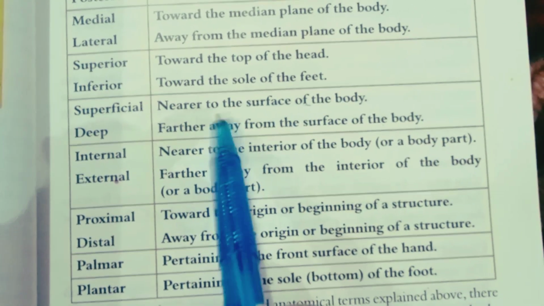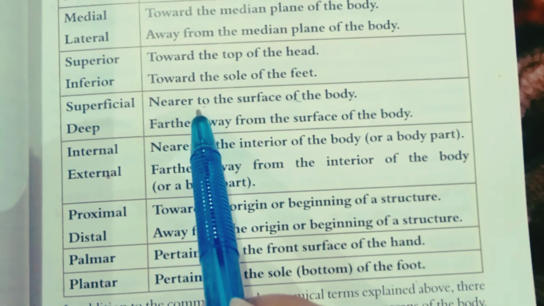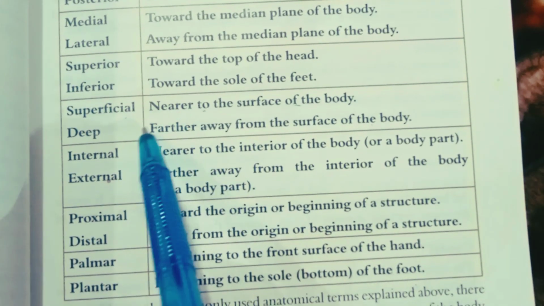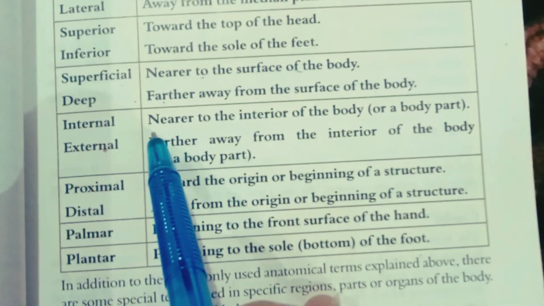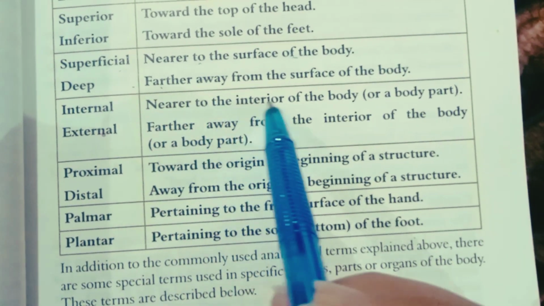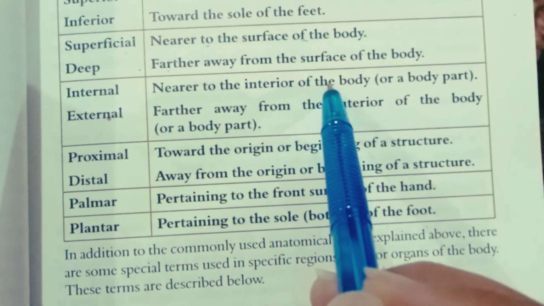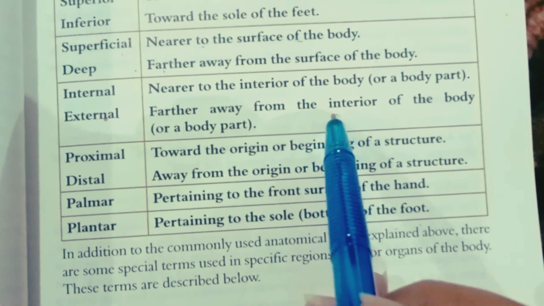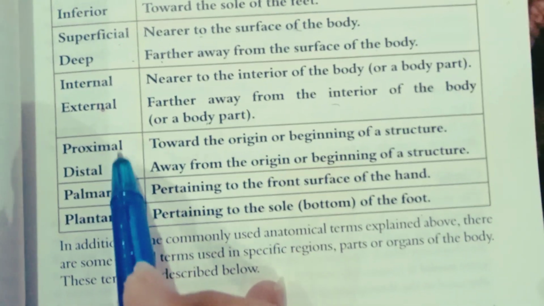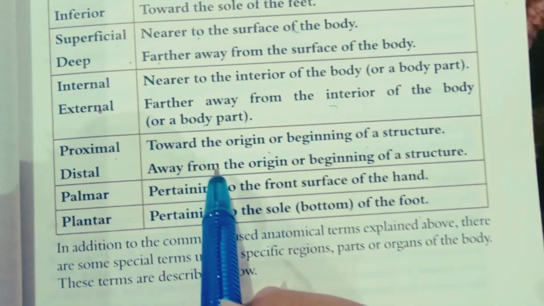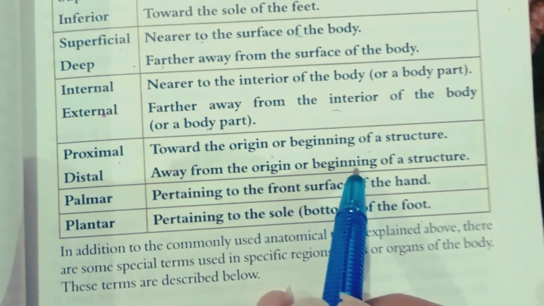For example, your skin. Any muscles are nearer to your skin, but the bones are deep. Another is internal and external. Internal is nearer to the interior of the body or a body part. External farther away from the interior of the body or a body part. Proximal toward the origin or beginning of a structure, and distal away from the origin or beginning of a structure.